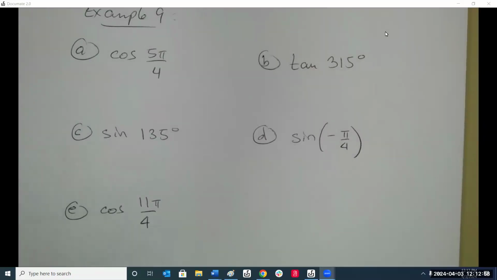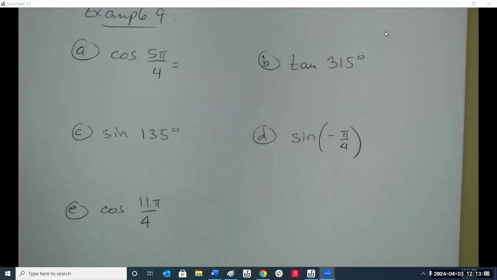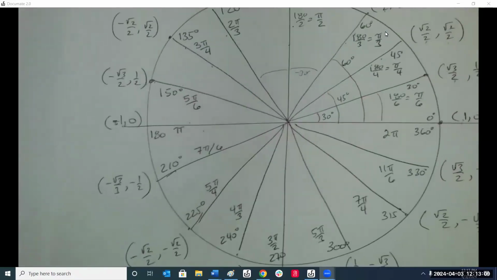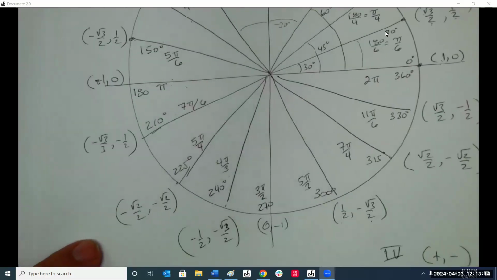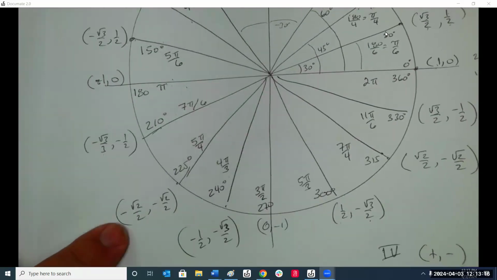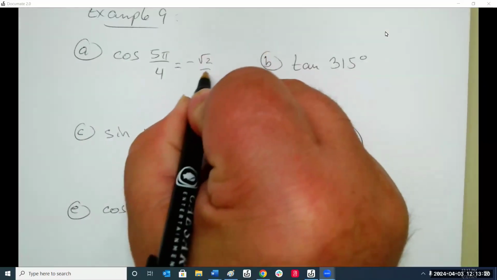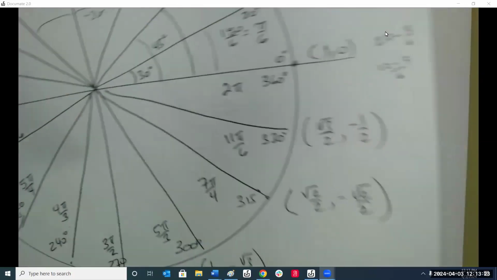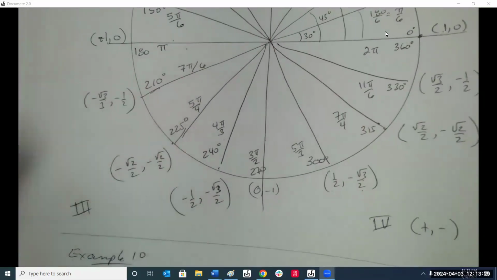So what's the first one gonna be? 5 pi over 4. What quadrant is that one in? Third quadrant, 5 pi over 4. The cosine is what? Yep, negative radical 2 over 2. This is in the third quadrant. So there's 5 pi over 4.